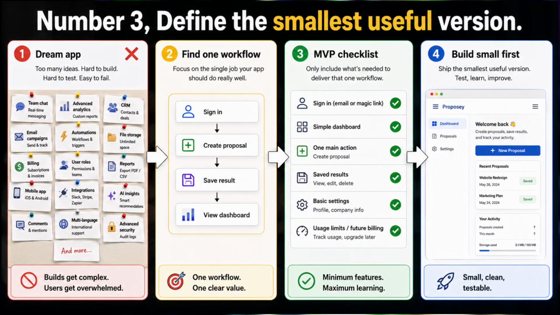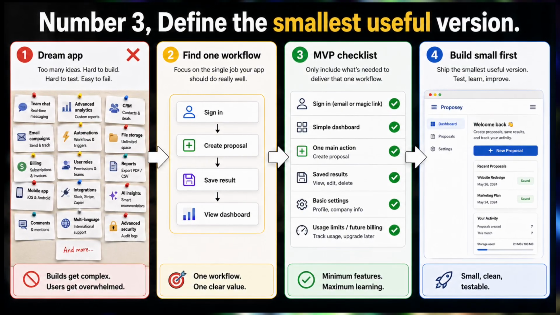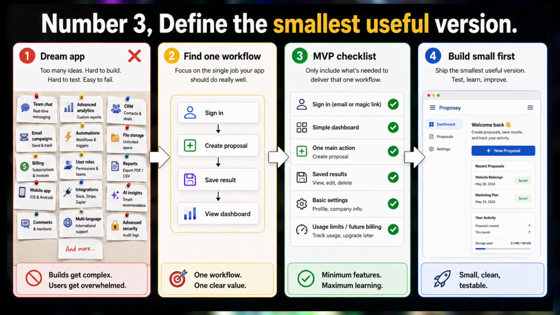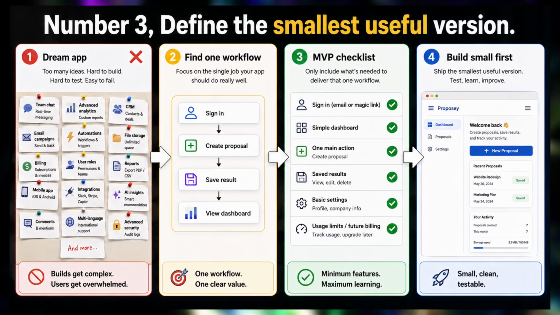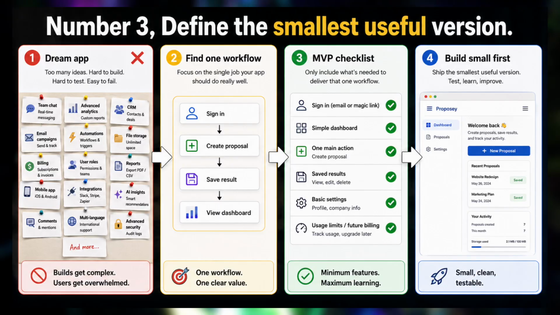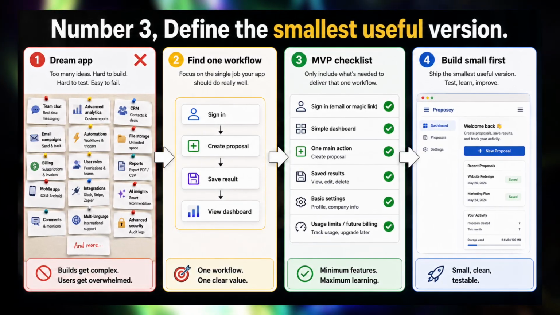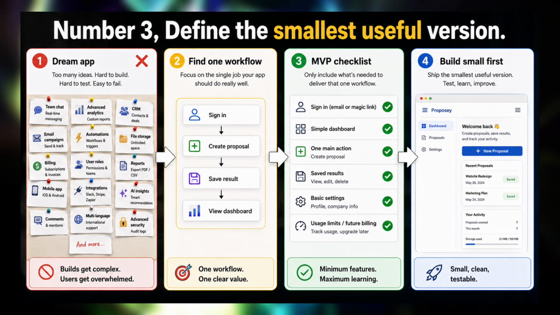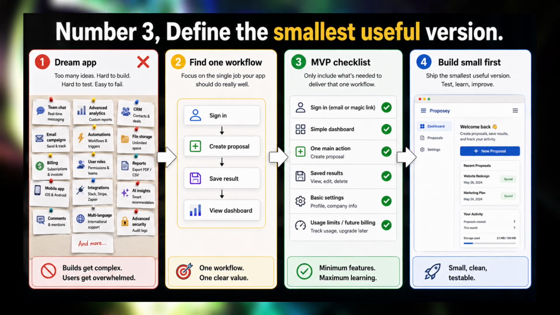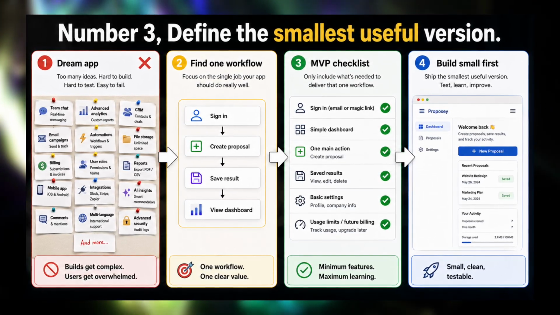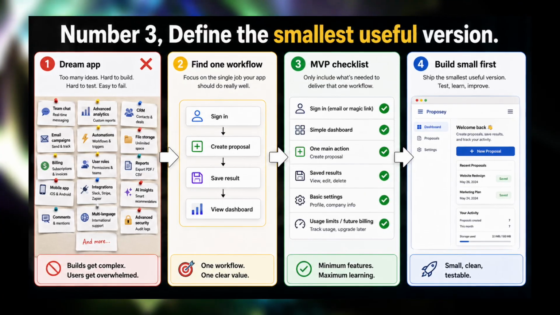Number 3. Define the smallest useful version. A common mistake is trying to build the complete dream version first. That usually leads to messy code, unfinished features, and wasted time. The better move is to define the smallest version that still solves the core problem. This is your minimum useful product. It should have only the features needed to complete one valuable workflow.